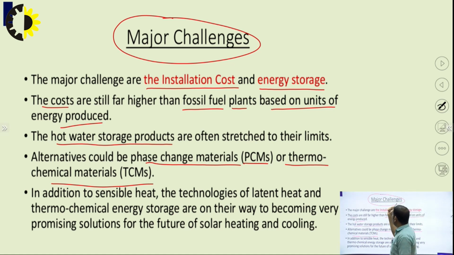And the last major challenge which you will face is that in addition to sensible heat, the technology of latent heat and thermochemical energy storage are on their way to becoming very promising solutions for the future of solar heating and cooling. Okay, so this is the last major challenge.